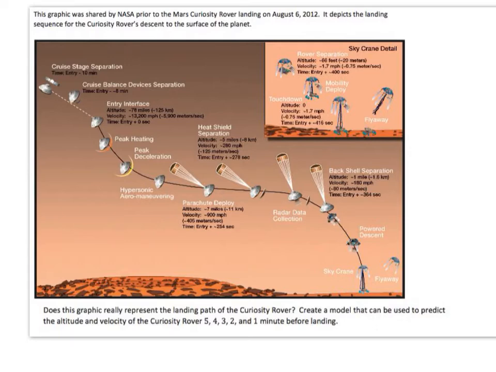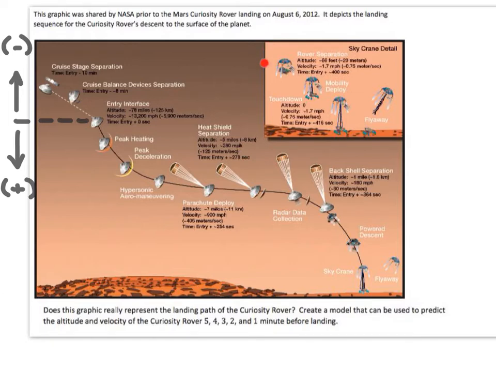So, cruise stage separation, it's the entry time. We're at -10 minutes. And then we have the entry interface. The entry time is 0. So it's almost like before entry, after entry, negative time, positive time. Various landing stages are named. Time at 0 is called the entry interface.